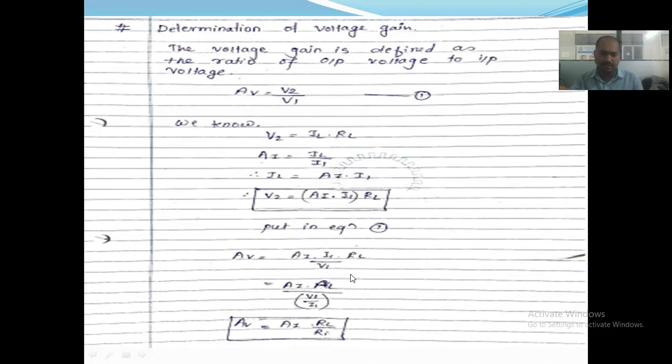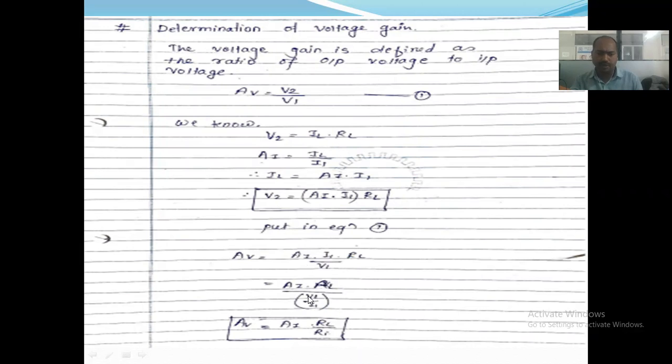In this equation, what do we have to do? The other equation is Av equal to AI as it is. This RL value we have taken here, and this I1 goes to the other side, that is, below. So your equation is AI into RL divided by V1 upon I1. Right, V1 upon I1.